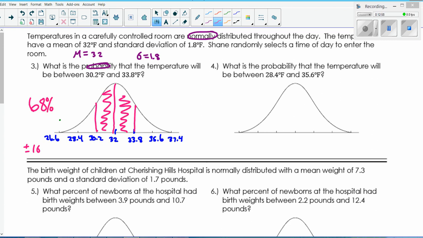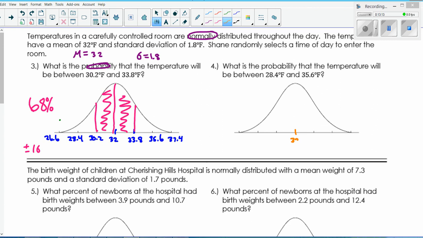Okay, because if you think back to the other side, when we were within 1 standard deviation, it was 68% of that data falls there. Okay. What is the probability that the temperature will be between 28.4 and 35.6?